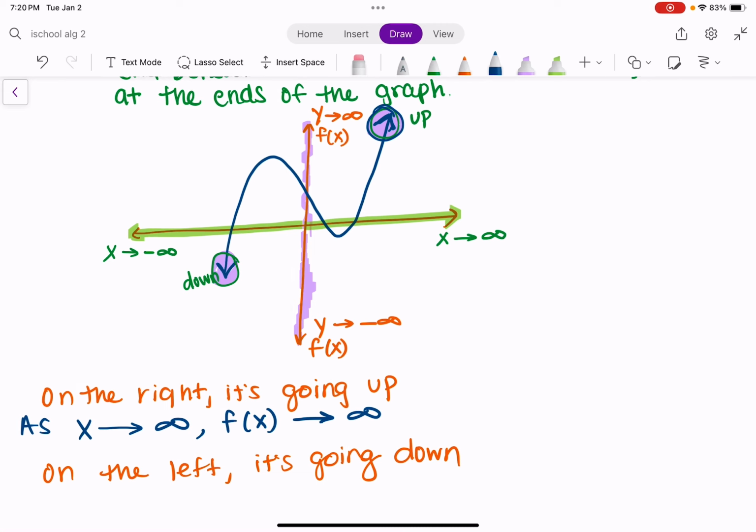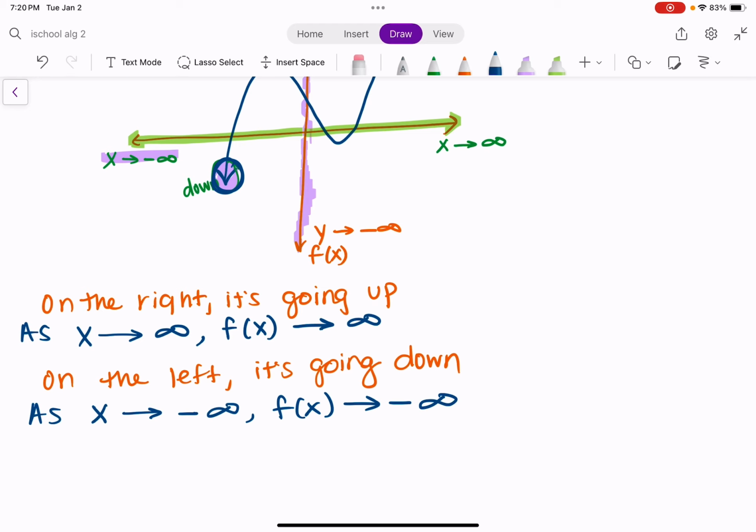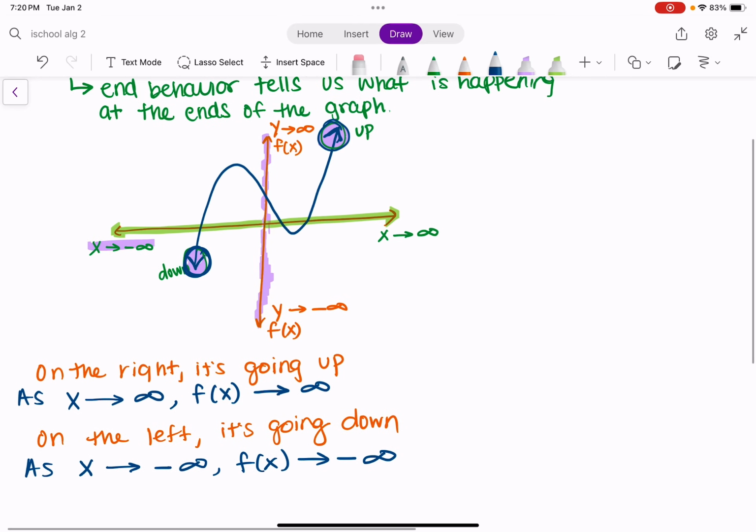Now on the left-hand side, we're going to negative infinity. So as x goes to negative infinity, f of x is going downwards, so it's going to go towards negative infinity. This part is always going to stay the same. What is going to change is whether it's going up or down. That's the part that's going to change. On a graph, that's really easy to see.